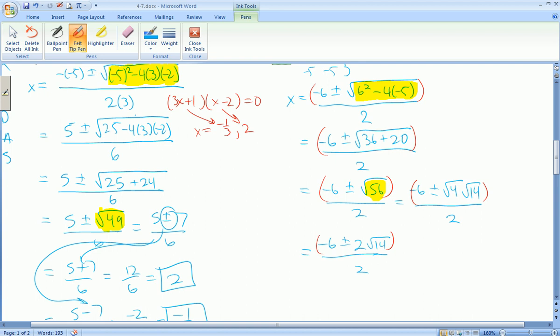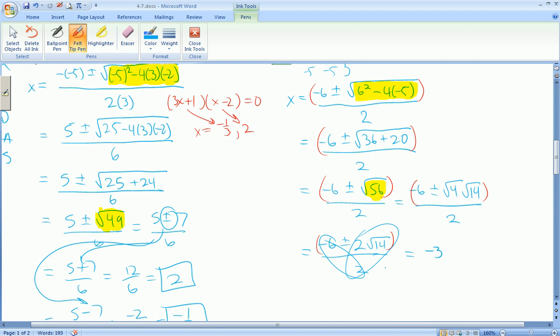Okay, what you can do is you can undistribute a 2 right here. Or you can see that they're all divisible by 2. You can do that as well. You can say I can divide 2 into that negative 6. I can divide that 2 into the radical 14. That's okay. That's legal. So we're going to actually do that right now. We're going to divide each of them by 2. So negative 6 divided by 2, that's negative 3.